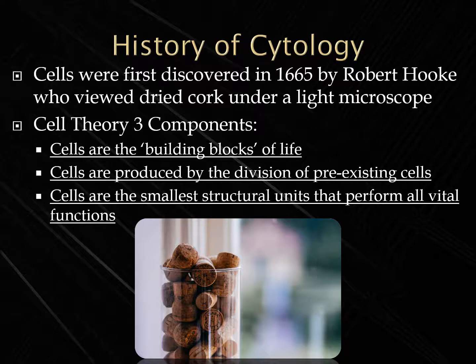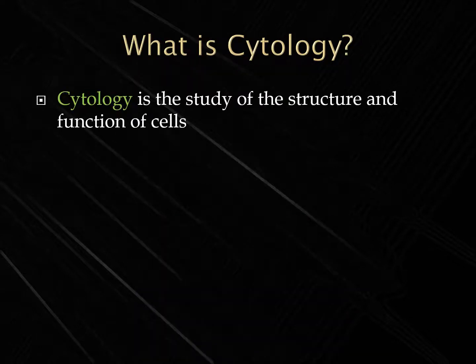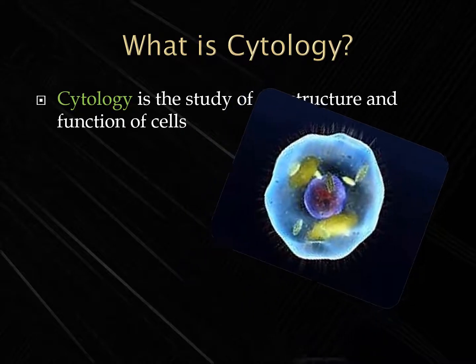1. Cells are the building blocks of life. 2. Cells are produced by the division of pre-existing cells. And 3. Cells are the smallest structural units that perform all vital life functions. Cytology is the study of the structure and the function of cells.